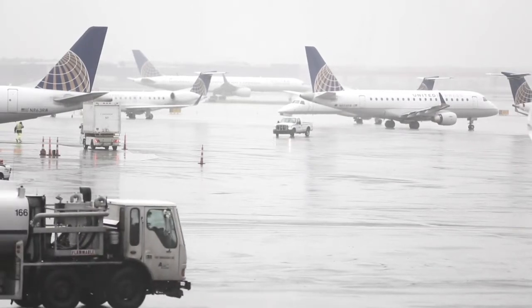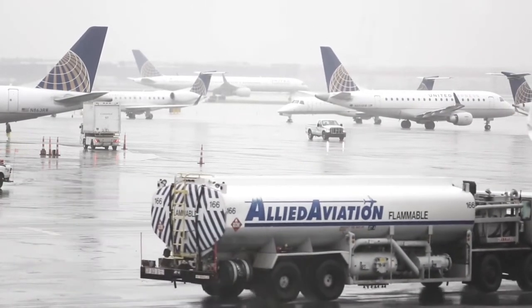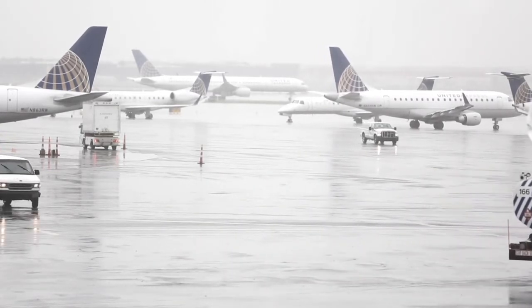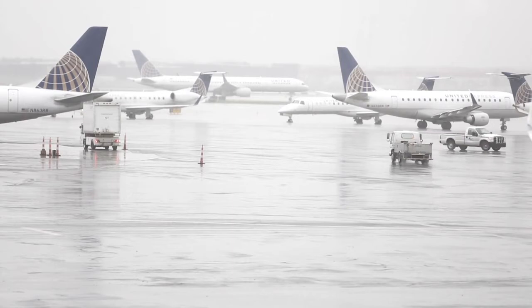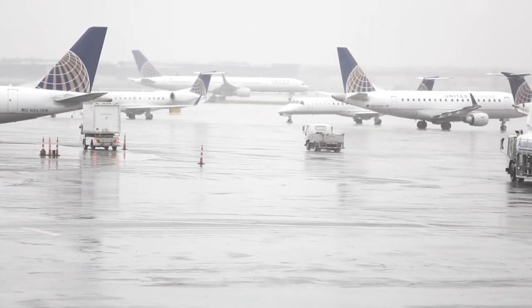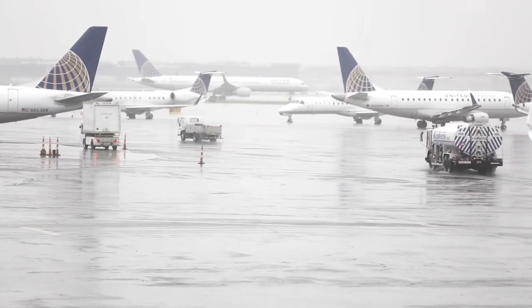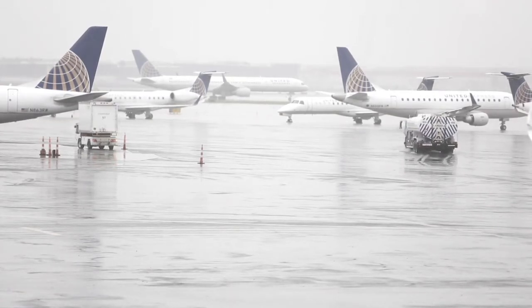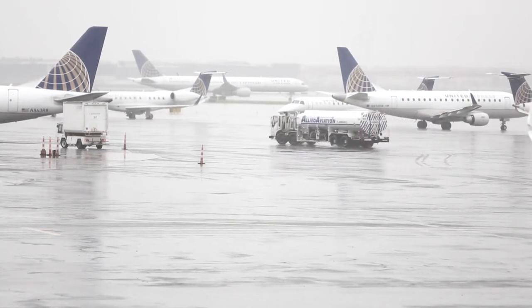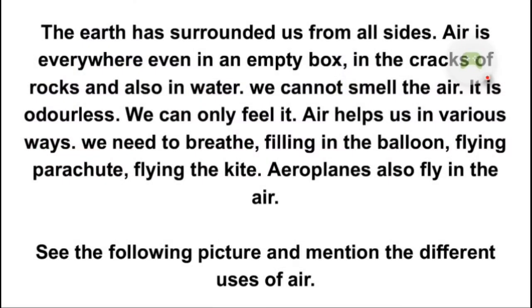The air has surrounded us from all sides. You know, air is everywhere on the earth. Air is everywhere, even in an empty box. Yes, of course. In the cracks of rocks and also in water. Yes or no? Yes, air is present even in the water also. Air is present in the empty box also. And students, we cannot smell the air. It's odorless. Odorless means it's smell-less. We cannot smell it. We can only feel it. We cannot see it with our naked eye. We can just experience it with our feelings.